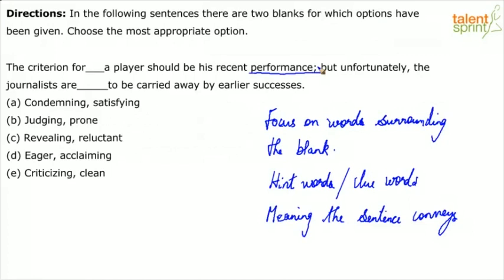So the criterion for judging a player should be his recent performance, but unfortunately this should be the ideal case. However, what's happening is the journalists are prone to be carried away by earlier successes. So completing the meaning of the sentence. Criterion is, yes, another clue word for you. Both criterion and performance help you with figuring out the answer, right? So in this particular question format, we've just applied the strategy of clue words and hint words.